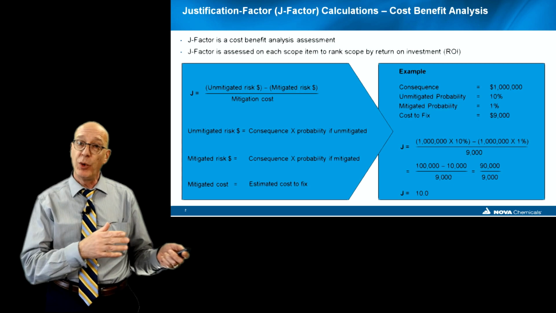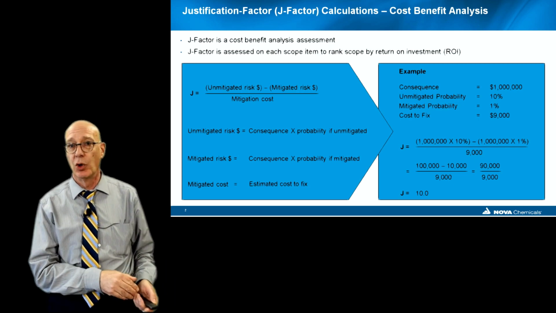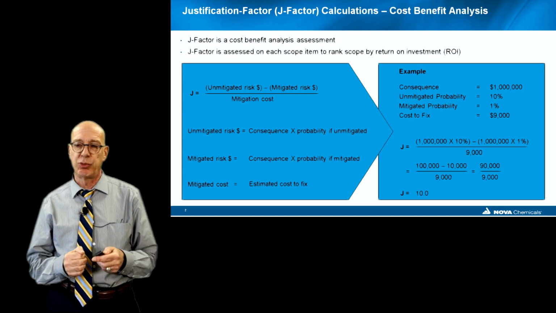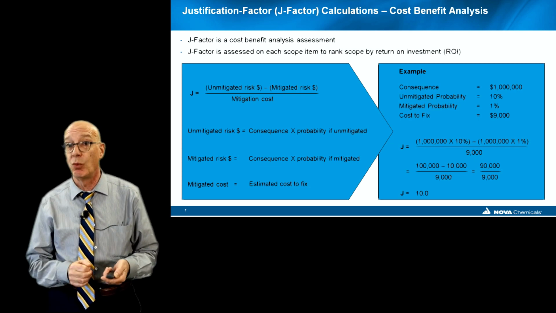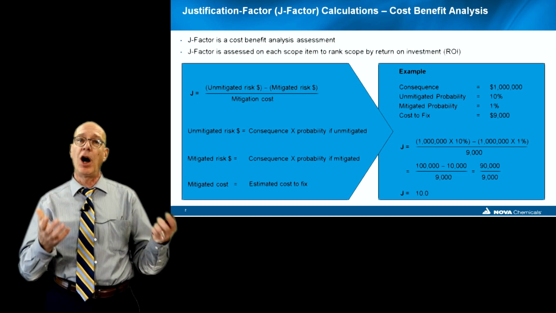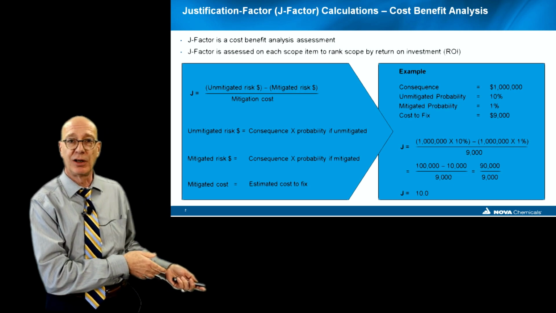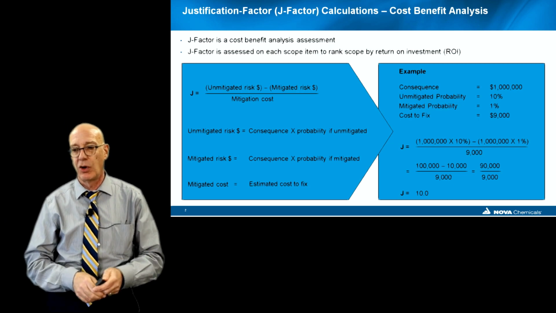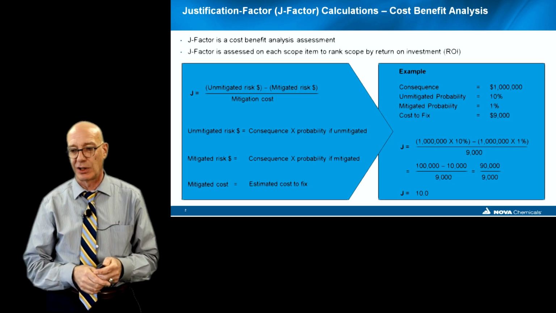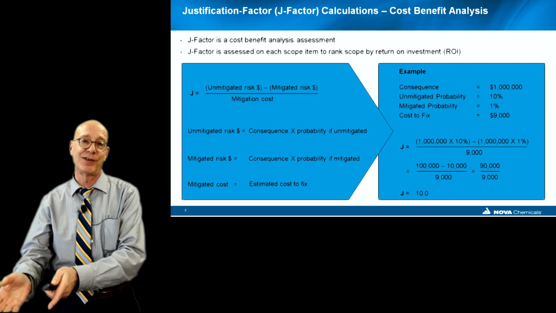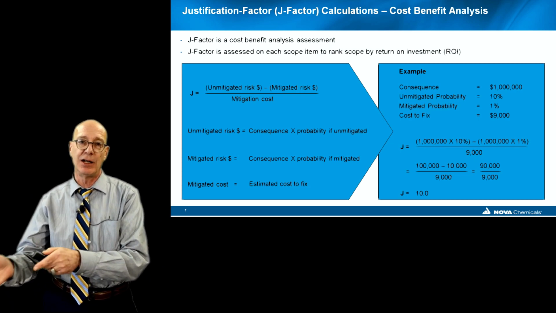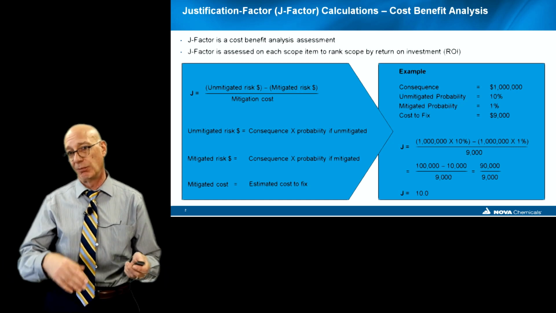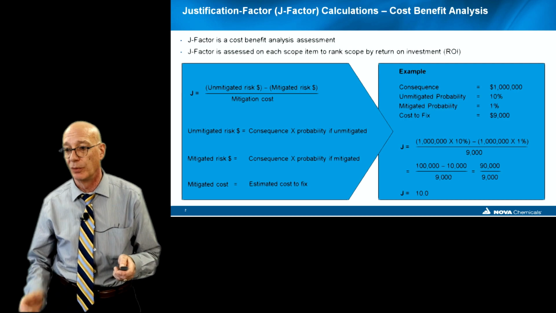And if we complete the work scope that's being proposed, the risk assessment is that the probability will now perhaps only be 1%. And the cost to repair this particular thing, to complete this particular line of scope, would be $9,000. So if we put that into the formula we just talked about, this exact example would give us a J equals 10, a J factor of 10. And J factor equals 10 is a significant number that we're going to talk about further on down the road.